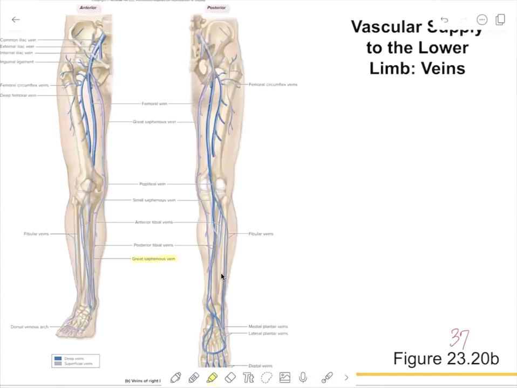So the tibial veins are going to combine into the popliteal vein, which leads to the femoral vein. The femoral vein then is going to lead to the external iliac vein, common iliac vein, and then inferior vena cava.